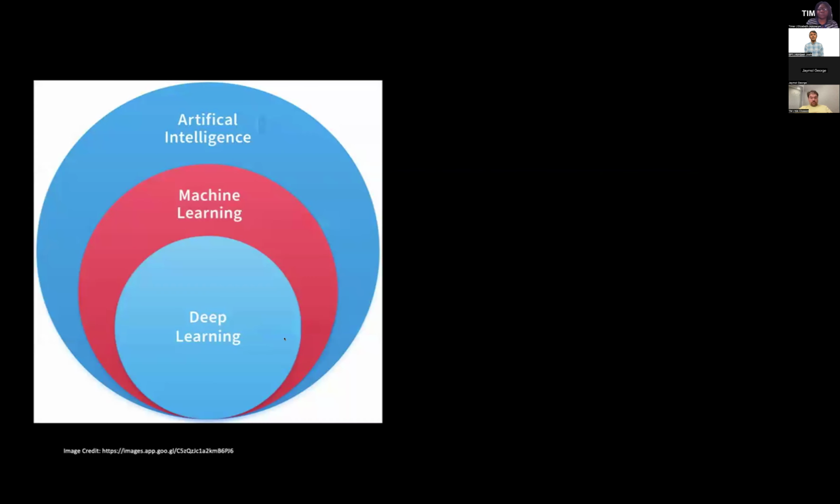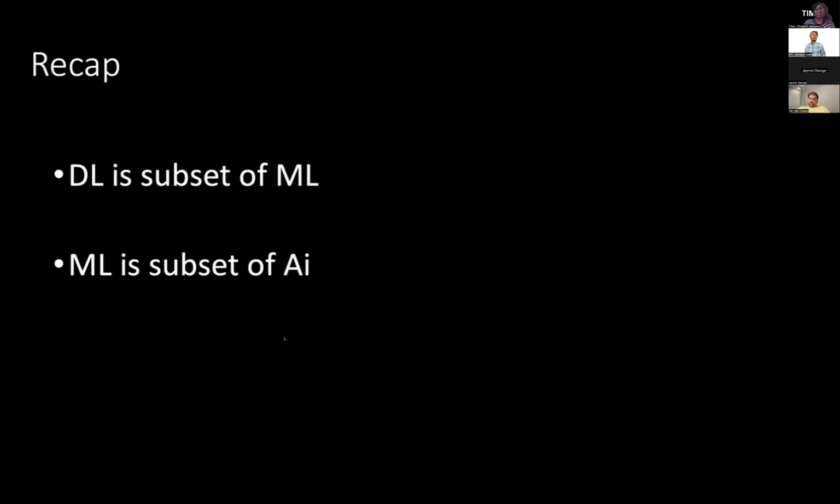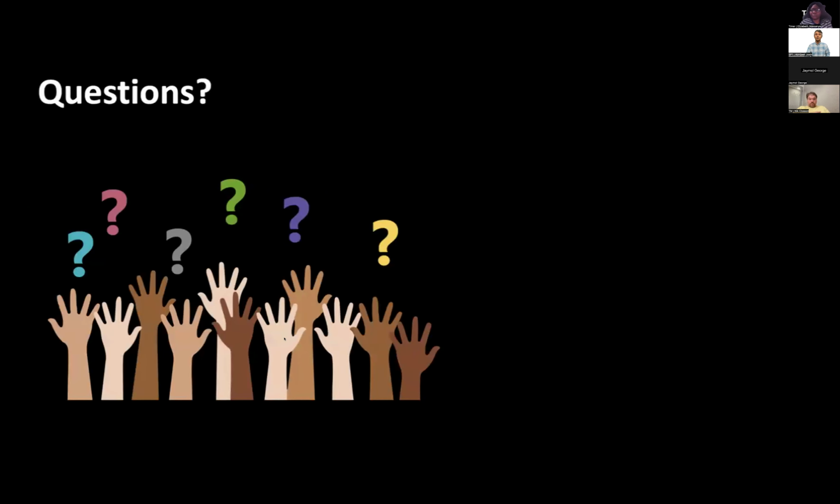Now finally, I want you to have this image of this Venn diagram. Look at AI as the bigger circle, ML as a bit smaller circle, and DL is the smallest circle. To recap, DL is the subset of ML, ML is the subset of AI. There are different applications for AI, machine learning, and deep learning. Any questions?